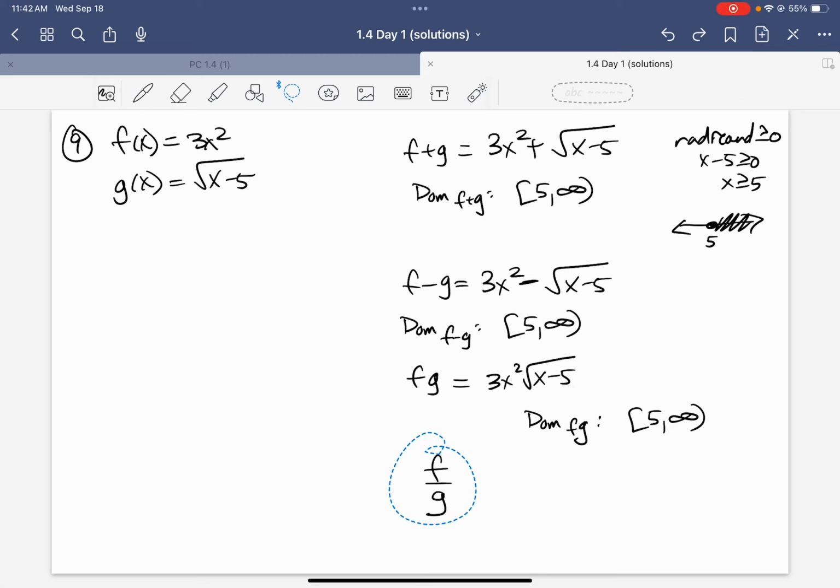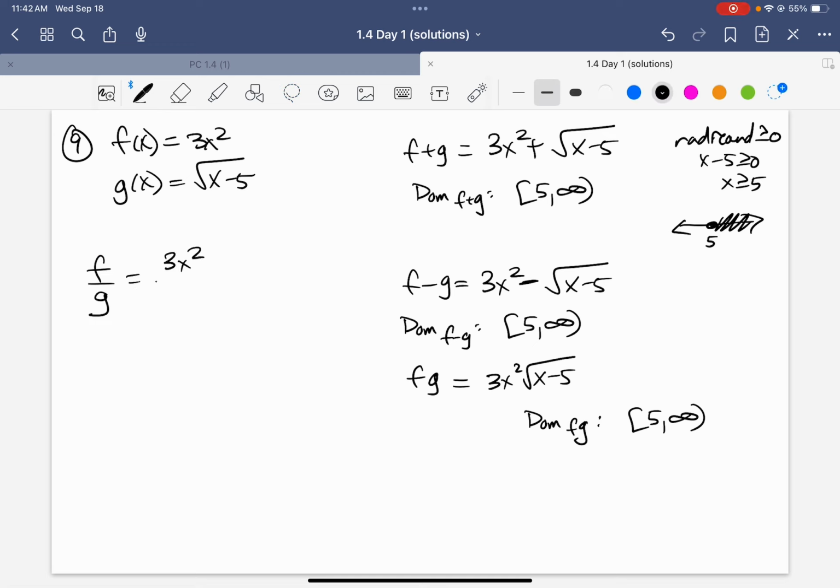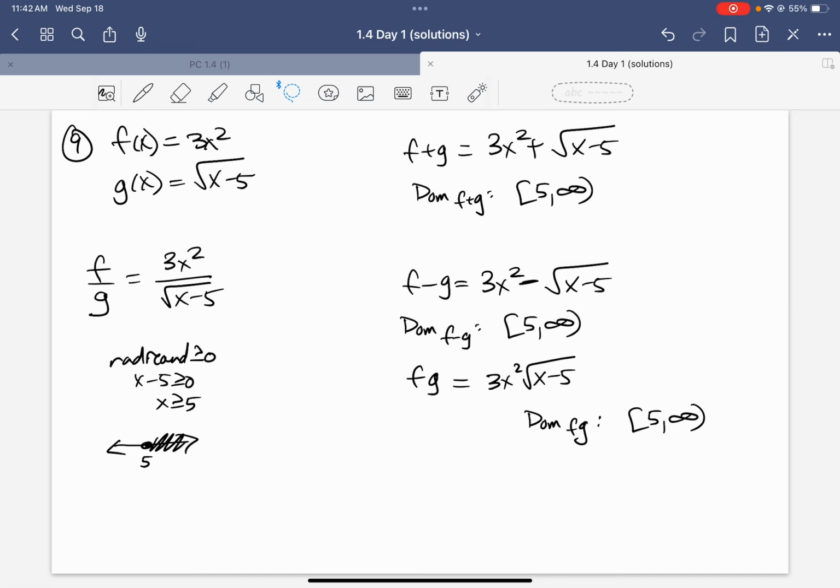Well, now for the last one, f divided by g, if you allow me to put that over here, that's going to be the f function divided by the g function. And why is that great? We're done, but notice here, we have the same problem that we did before. We do not want the radicand to be negative. It must be greater than or equal to 0. But in this case, we also do not want the denominator equal to 0. So it means this can't be 0, which means x cannot be 5.